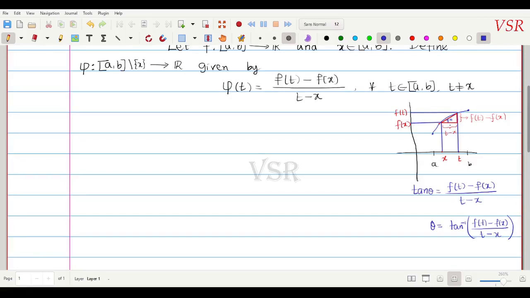Okay, so what is this theta? This is the slope of this straight line. Now what have I found? Phi of t is nothing but tan theta of this triangle, the tan theta of this triangle. Now suppose I am bringing this t closer.